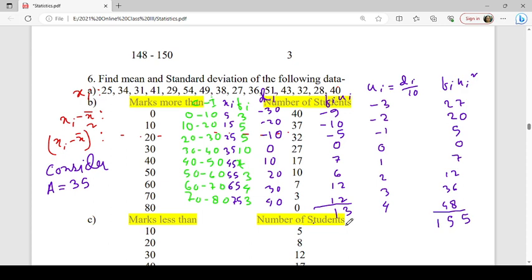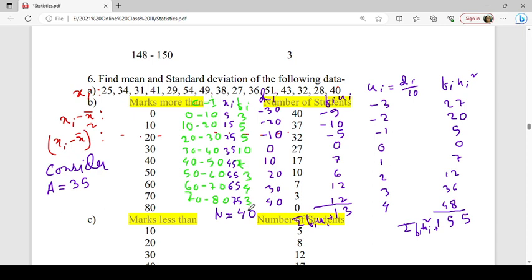So we are having this summation fi ui, and this is summation fi ui square. Now put the values, and we need summation fi also. So summation fi is 40. You add all this, we will have 40. This is actually summation fi. So capital N is 40.